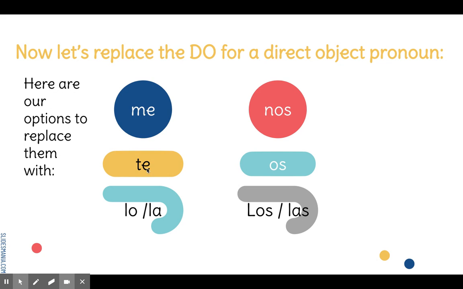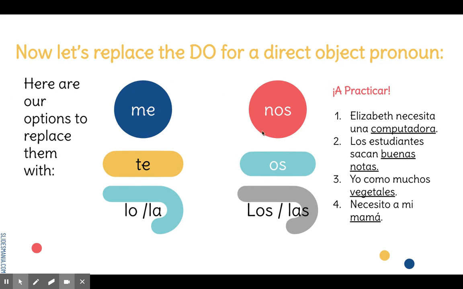So whoever their object is, the object of a sentence can be a person and people. So be aware of that. Okay. Now these are my options. So let's practice. On the Zoom, I had people answer in the chat to guess what the pronoun is going to be to replace the DO that I underlined.